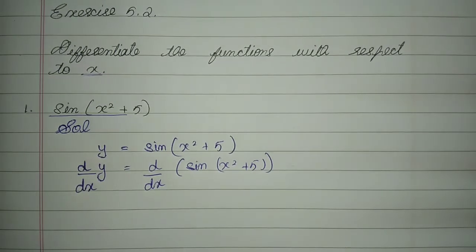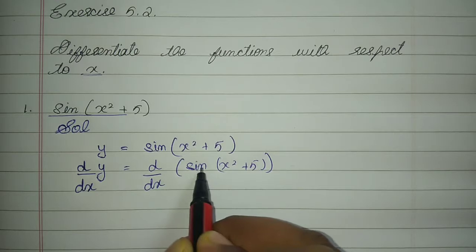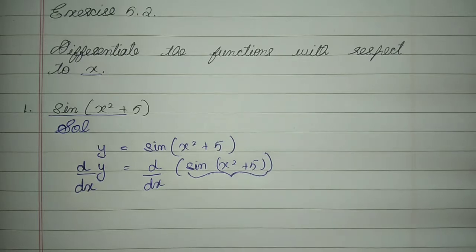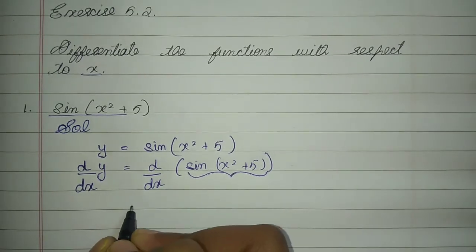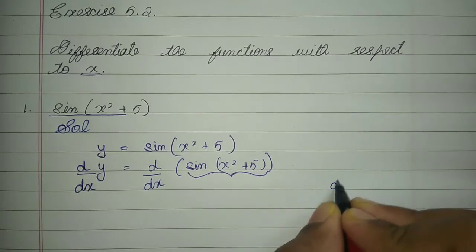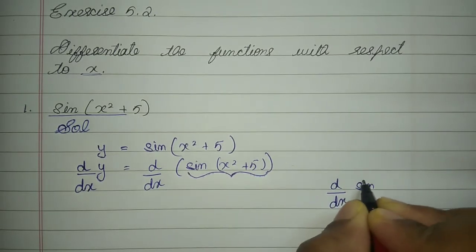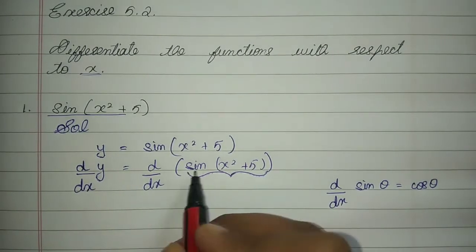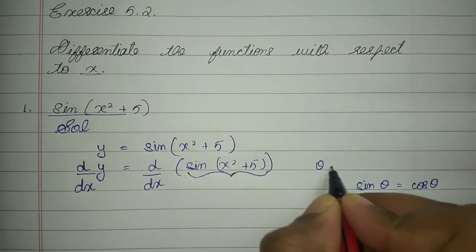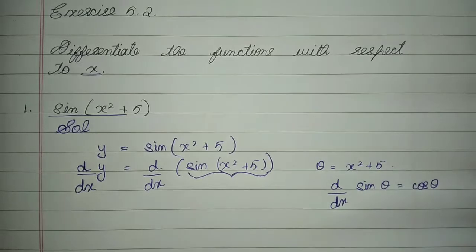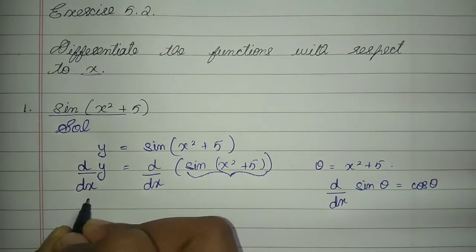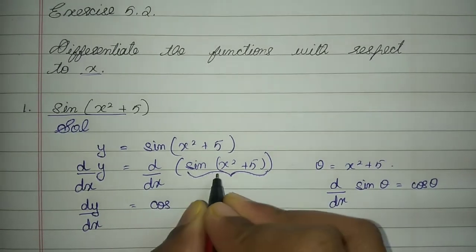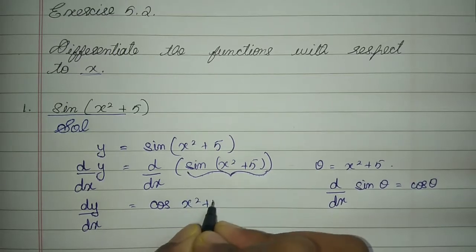Now, this is sine of something, like sine theta. This whole thing is one function. We know the formula d by dx of sine theta is equal to cos theta. So what is theta here? Theta is equal to x square plus 5 here. So dy by dx is equal to cos of x square plus 5.